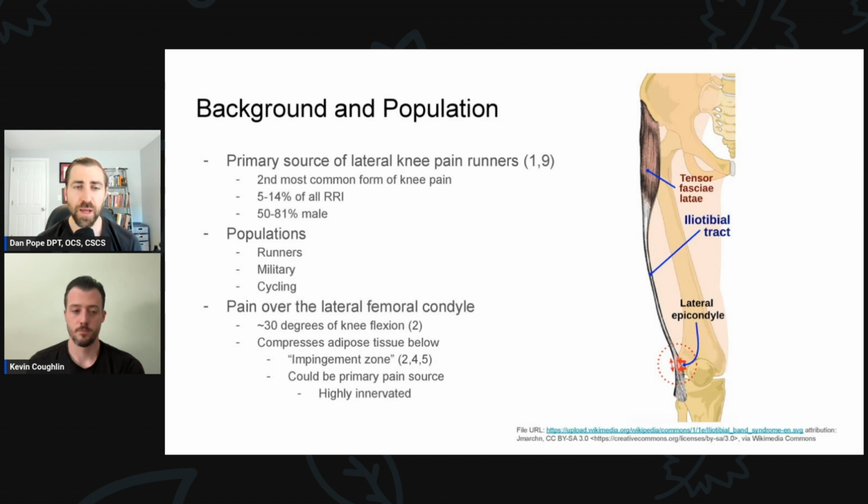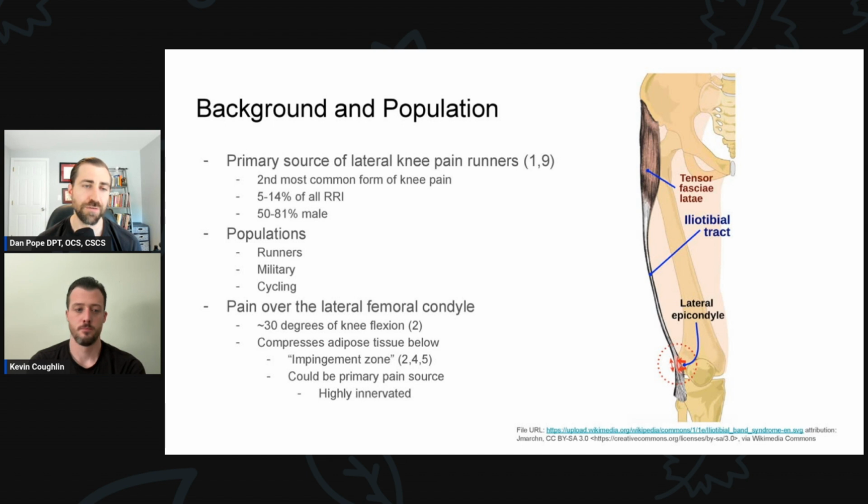Why is that? I'll get to this a bit later, but largely ITB pain is a compressive issue. And when we get to about 30 degrees of knee flexion, we compress the IT band over fatty tissue that lives below the IT band. And that is highly innervated. And that's probably the primary source of pain. So around 30 degrees is kind of considered that impingement zone.